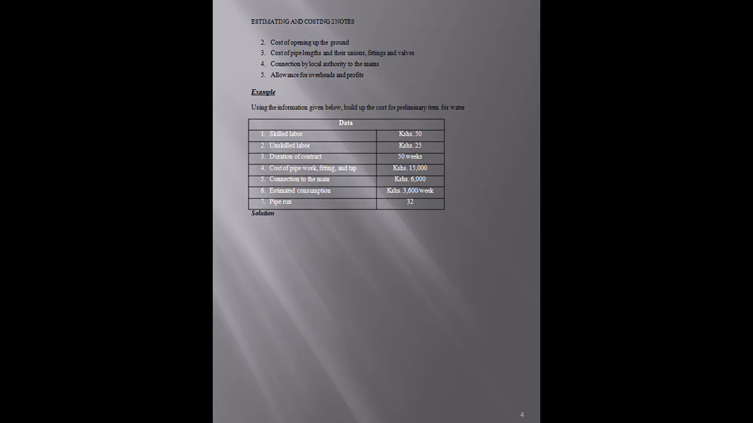So let's do this example. Using the information given below, build up the cost of preliminary item for water. So the data, we have skilled labor 50, unskilled labor 25, duration of contract 50 weeks, cost of pipe, fitting and tap 15,000, connection to the main 6,000, estimated consumption 3,600 per week, and then pipe run is 32. So the solution, you assume that one skilled and one unskilled labor is used.